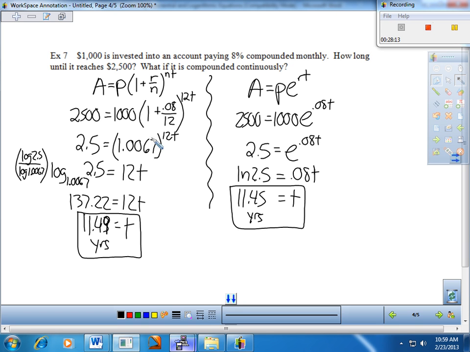But as long as you're comfortable solving, and again, if you end up doing this, hey, no big deal. All right, let's go get the last one.